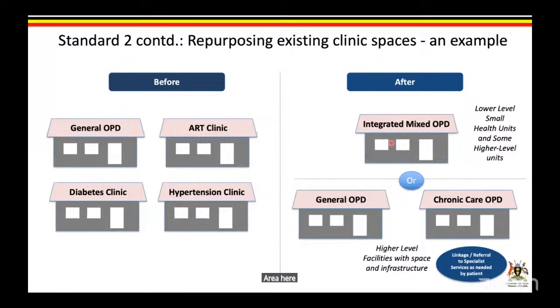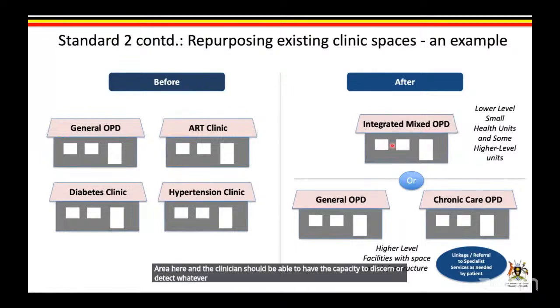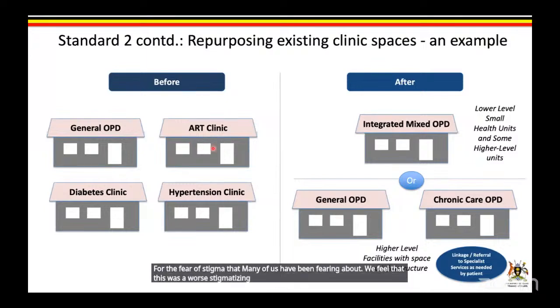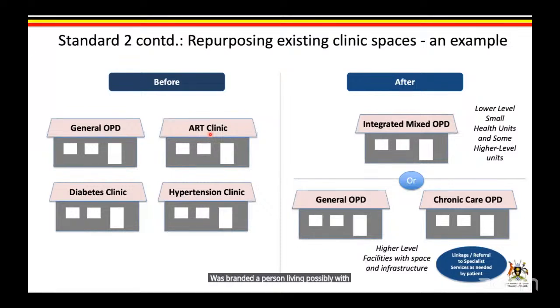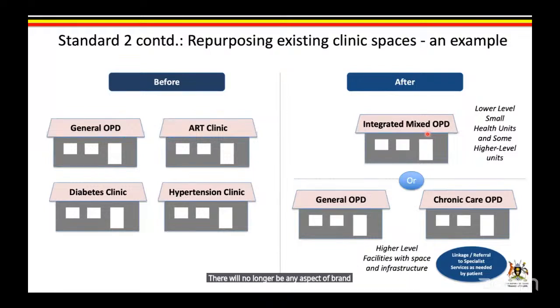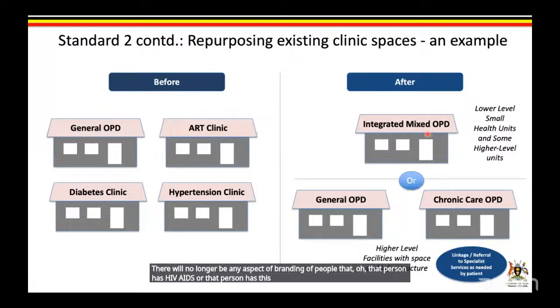And the clinician should be able to have the capacity to discern or detect whatever conditions the patient is presenting with, and therefore be able to manage them appropriately. For the fear of stigma that many of us have been fearing about, we feel that this was a worse stigmatizing environment, because whoever accessed this facility, because they were always in the open, was branded a person living possibly with HIV/AIDS. And we believe with this integrated, under one roof service care model, there will no longer be any aspect of branding of people, that person has HIV/AIDS or that person has this condition, because there will no longer be any identifiers, since we shall have taken away that whole entire aspect of vertical setups of these services.